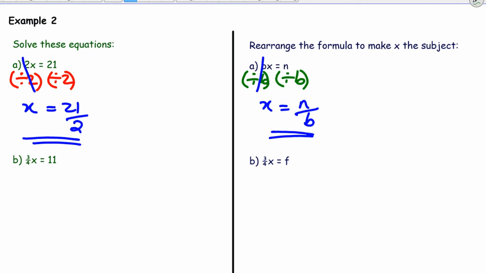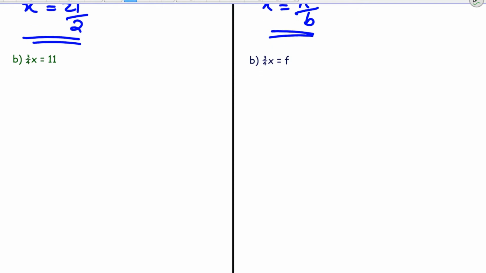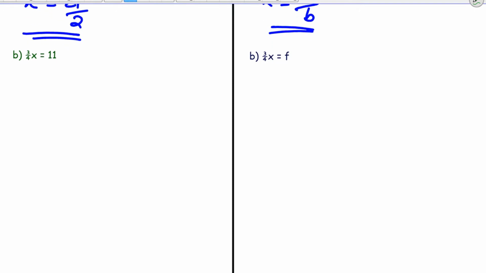Next example, we have 3 over 4x is equal to 11. Now, what you can do here is, we know that x is multiplied by 3/4. So the opposite of multiplying by 3/4 is dividing by 3/4. So you divide by 3/4 on each side.